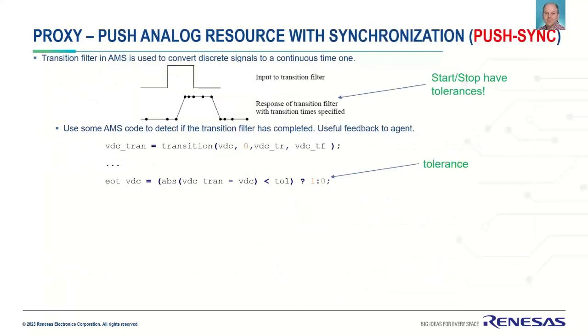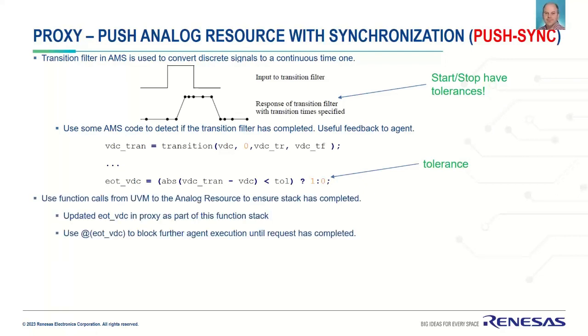Okay, now the push sync is a bit more complex. In AMS, when you change a discrete value, it goes through a transition filter. The transition filter will ramp up, but there's tolerances on when that will actually happen. I mean, pretty close, but it might not happen. So what we decided to do was create an end of transition variable, which would look at the discrete value you wanted, the output of the transition, and when it's below a certain value, assume that the transition is completed. Then that can go back to the analog resource to say this task has been completed. So you've got proper handshaking.